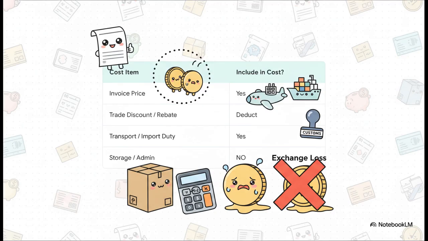Storage costs, administrative costs, and exchange losses are huge exam traps. Do we include them? Absolutely not. These are operating expenses, not costs to bring the inventory to its condition for sale. Exclude them entirely from your inventory cost calculations.